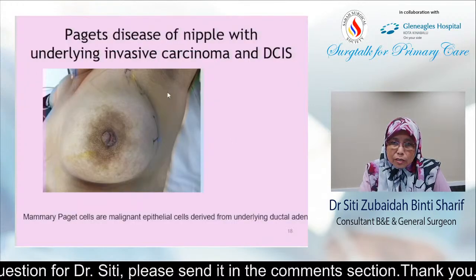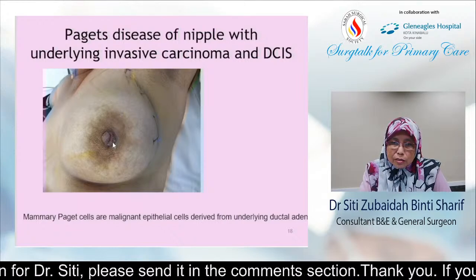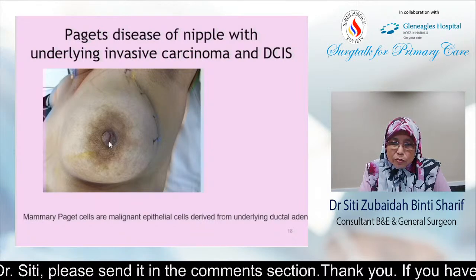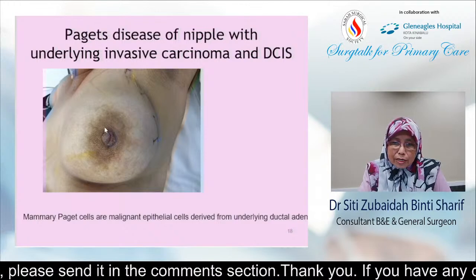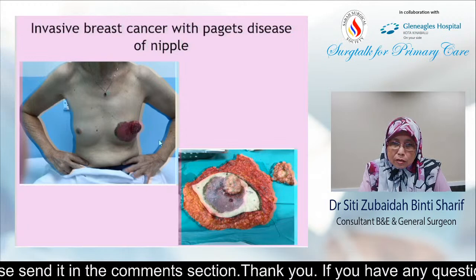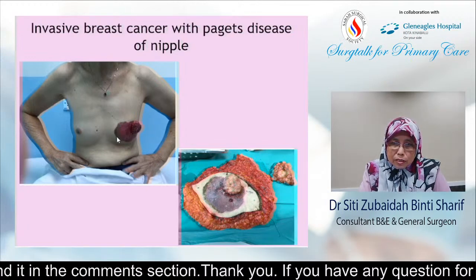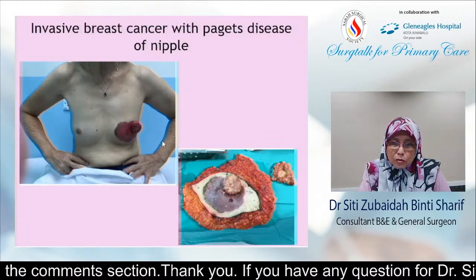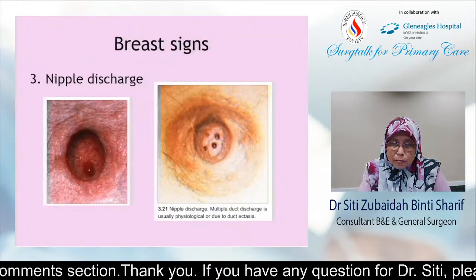And Paget's disease, you will find changes of the nipple, and you can see here a bit of changes. When we did the mammogram, we found out she also had an underlying invasive carcinoma. And here the other case is a very extensive Paget's disease with underlying invasive carcinoma. So what we did is a mastectomy and axillary clearance.